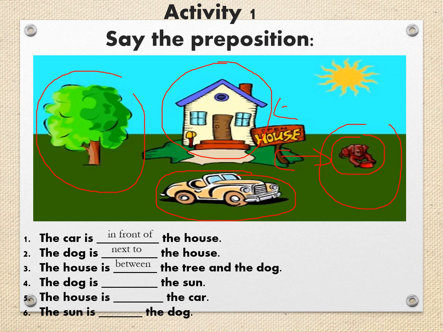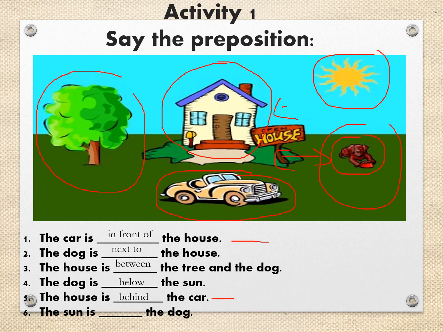The dog is the sun. This is the dog again, and this is the sun. So the dog is, yes, under the sun or below the sun. The house is the car. Now this one here is the opposite of this sentence. So the house is behind the car.